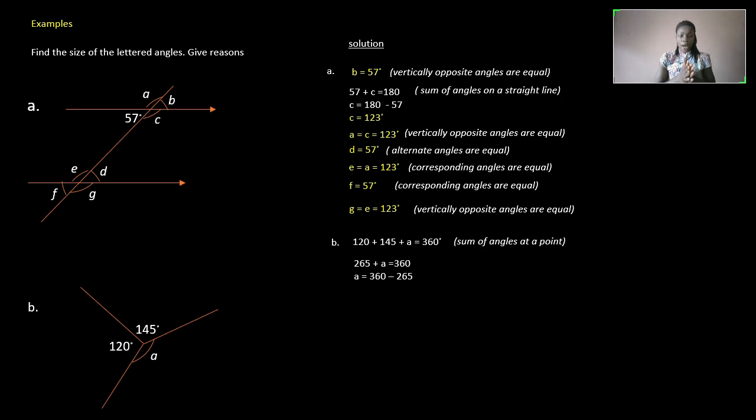So we are adding 120 to 145, giving us 265 plus A. So we are to collect like terms. So we are going to have A equals 360 minus 265. So our final answer for A is equal to 95.